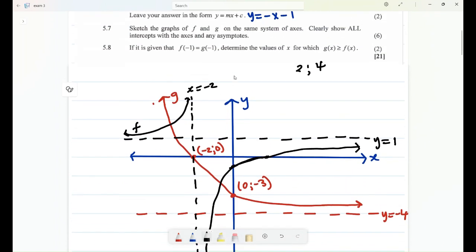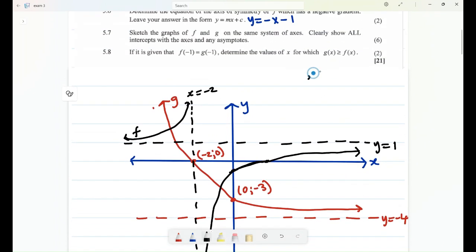So let's do the last question. I won't erase this because the last question might be with regards to this graph. Let me see if I have drawn this graph correctly. Right, I have. Now 5.8 says to us, it is given that f of -1 is equal to g of -1. Right. If this is -2, -1 might be somewhere here.